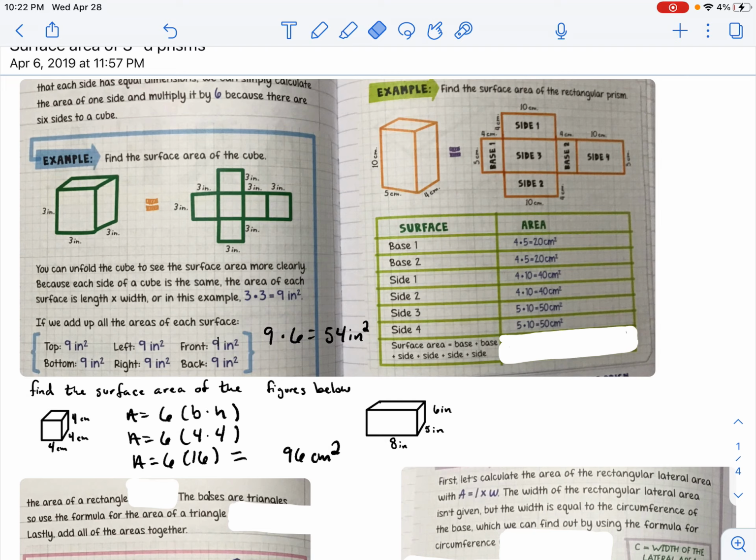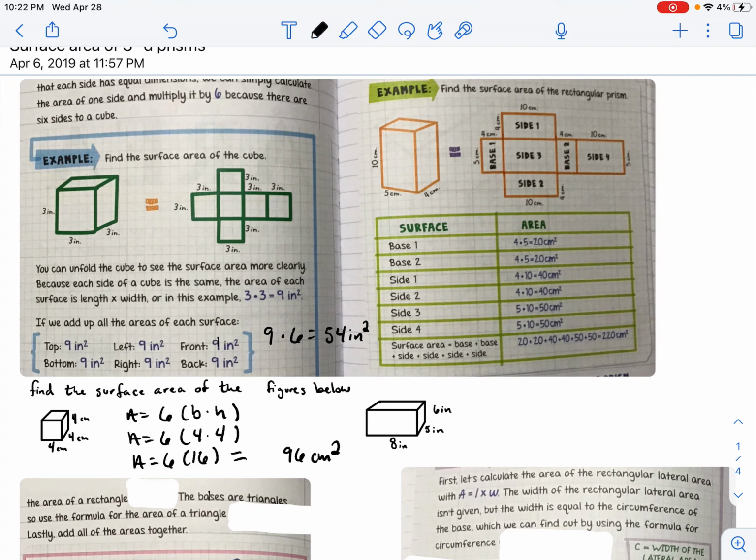So when you add them all up, you've got 20 plus 20, 40 plus 40, 50 plus 50, and you add them all together. Or you could do 2 times parentheses 20 plus 40 plus 50. So either way, when you add them all up, you get 220 centimeters squared.